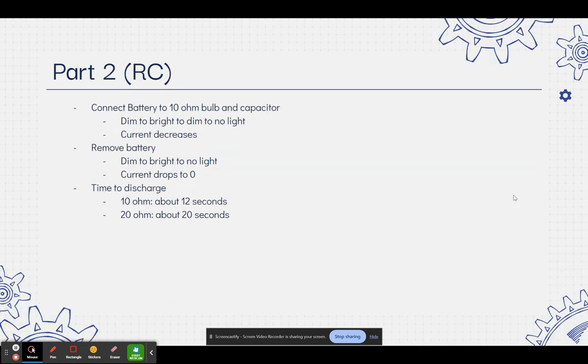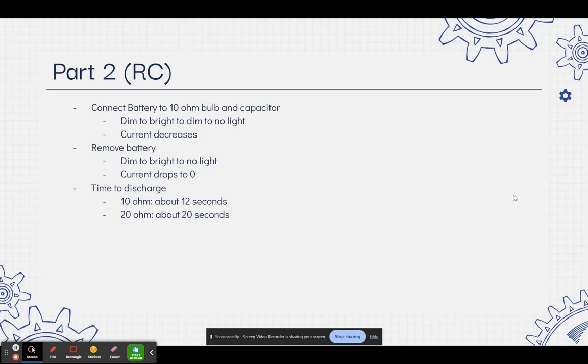Now, part 2 of the experiment, where we'll be using RC circuits. The first one, we connected a battery to a 10 ohm bulb and capacitor. It went from dim to bright to dim to no light, so the current decreases. Second time, we removed the battery. It also went dim to bright to no light, current drops to 0.